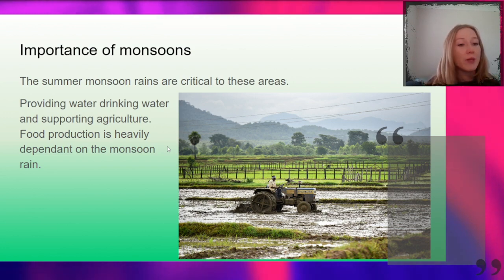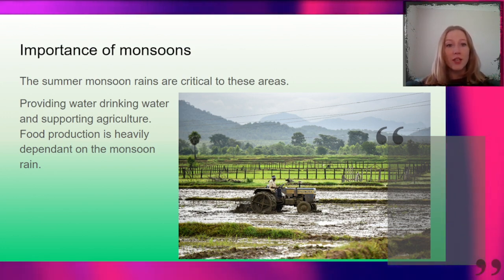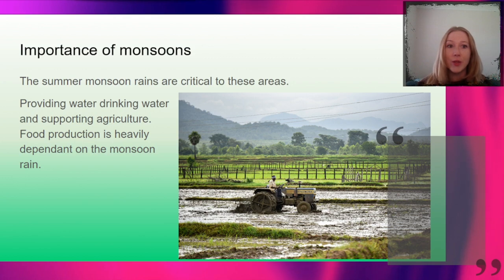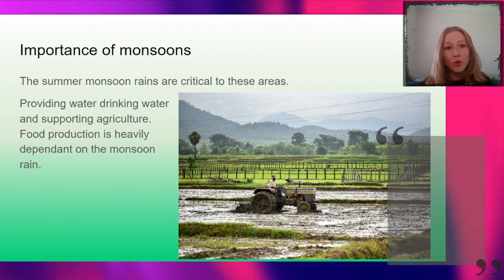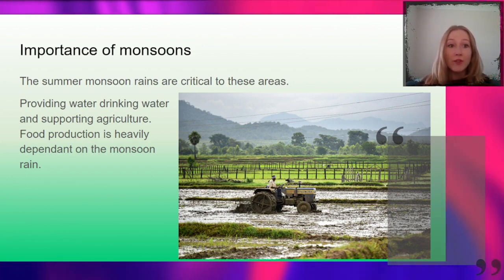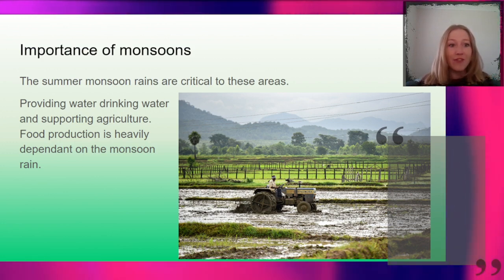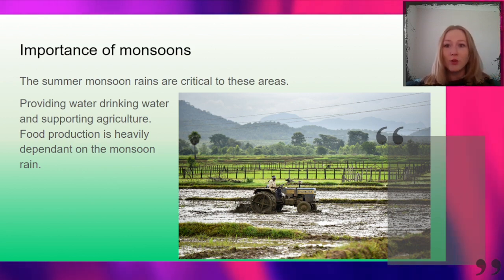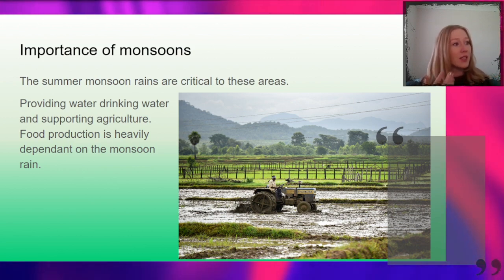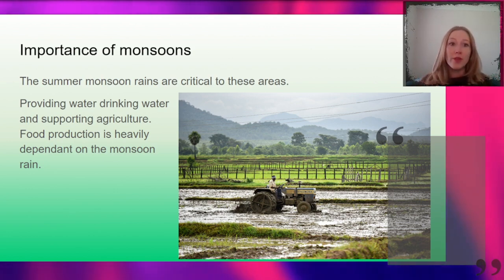Now, monsoons by themselves are really important. I mentioned that there's something like 70 or 80% of the water supply or the annual rainfall for India. And I mean, needless to say, everything depends on that. All types of drinking water, agriculture, food production, all of that depends on those monsoons or that rain.